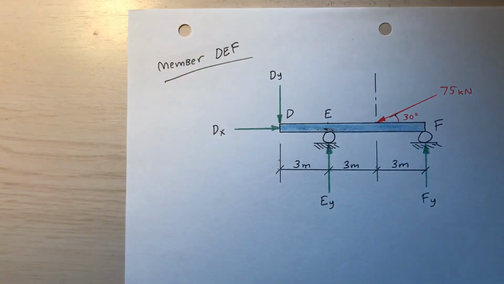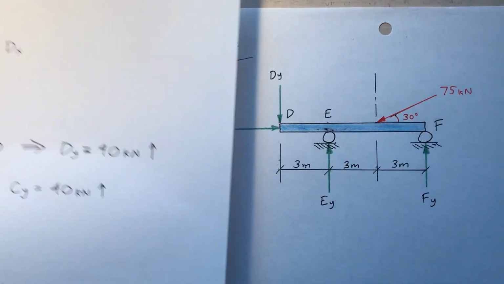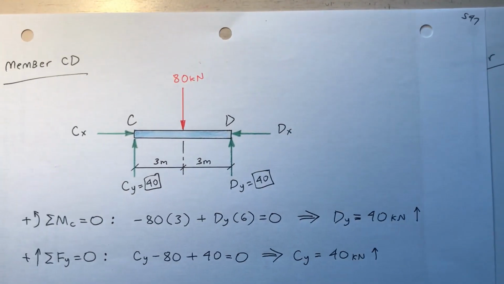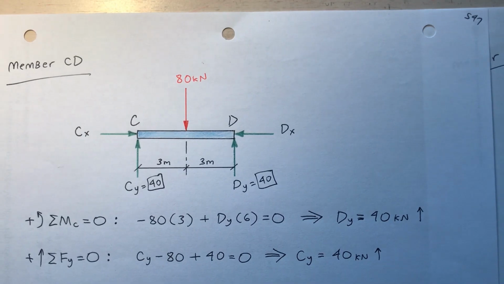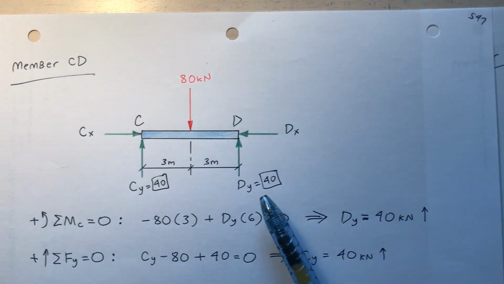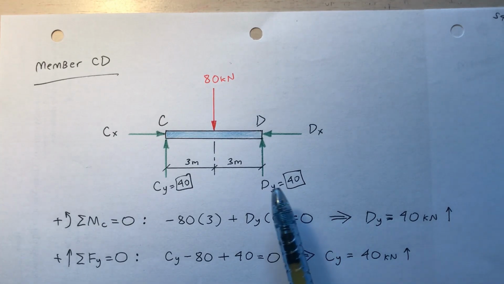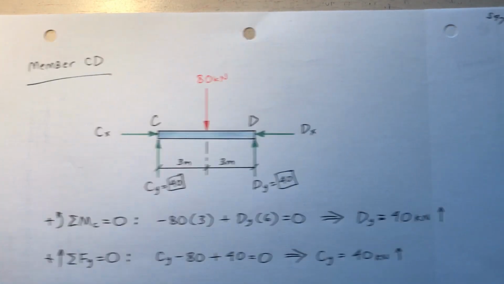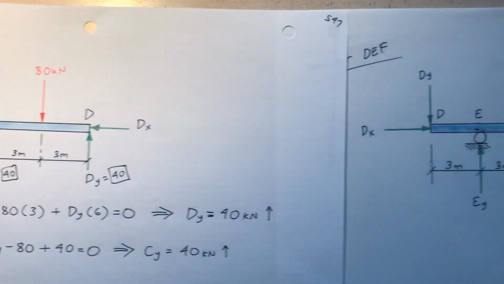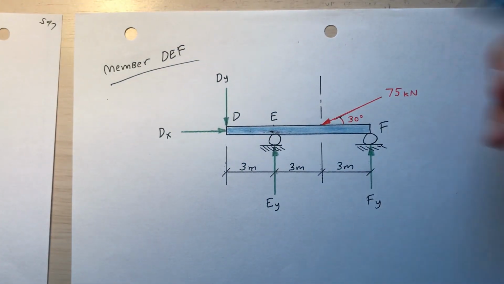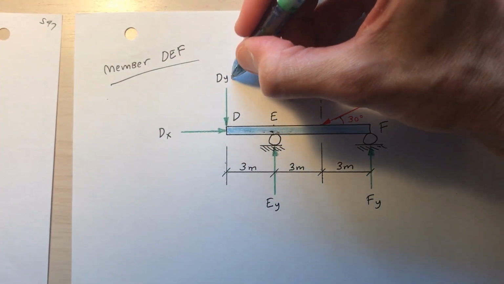Okay, so here's DEF. I'm going to bring back the previous slide. Okay, here was CD. So what's happening here with CD? They're right next to each other here. You see from my analysis of CD, D sub y goes up 40. So that means when I analyze DEF, I've got D sub y pointing down 40.